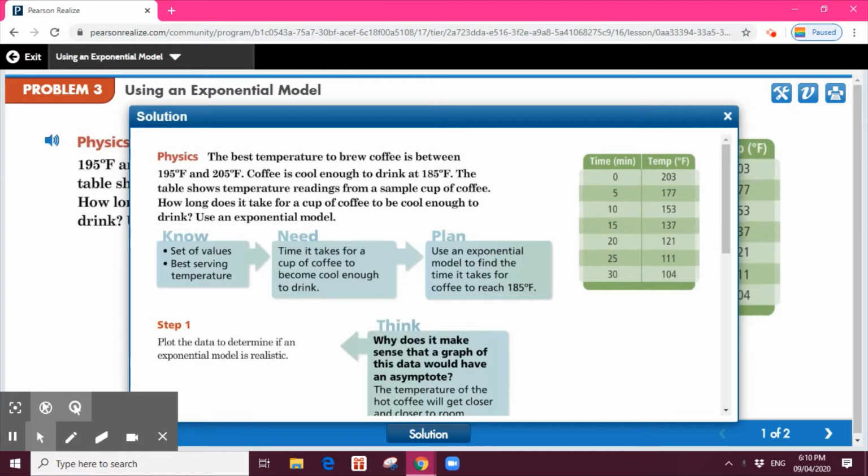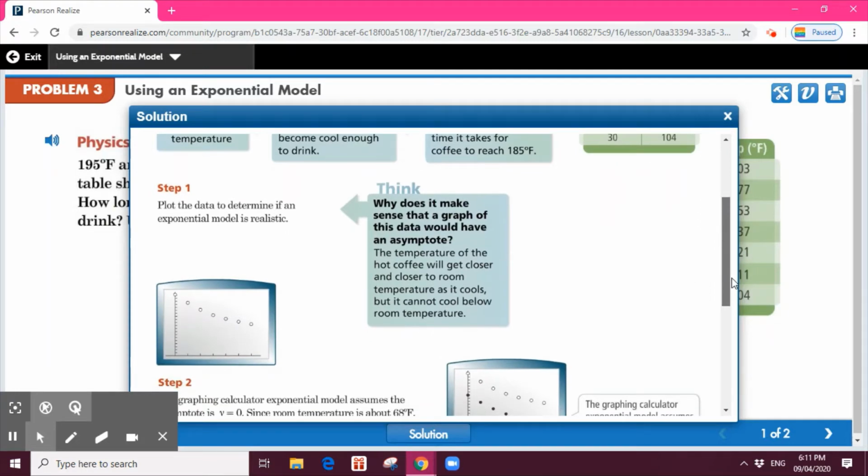What we know from the given. So we have a set of values and best serving temperature. What we need: the time it takes for a cup of coffee to become cool enough to drink. And what is our plan? Use an exponential model to find the time it takes for coffee to reach 185 degrees Fahrenheit.